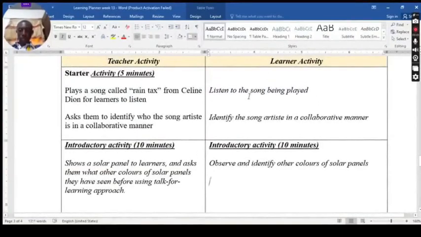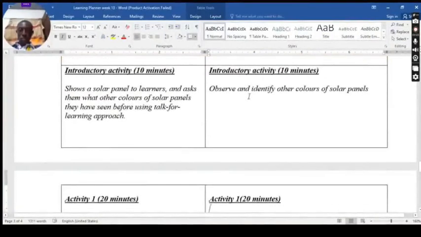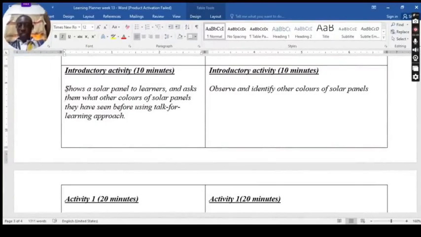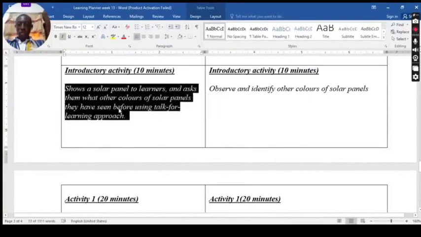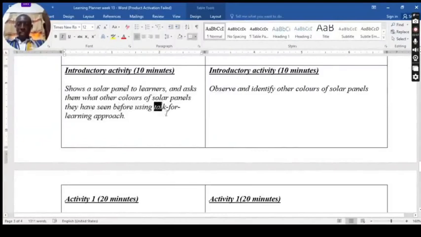Alright, so look at the introduction. Remember, starter is to bring their mind to class, get them ready to learn. It should be entertaining. Intro is to focus their mind on the topic yet to be discussed. Alright, so look at the intro here. Shows a solar panel to learners and asks them what other colors of solar panels they have seen before using Talk for Learning approach. Remember, Talk for Learning, it is one of the pedagogical strategies I listed there.